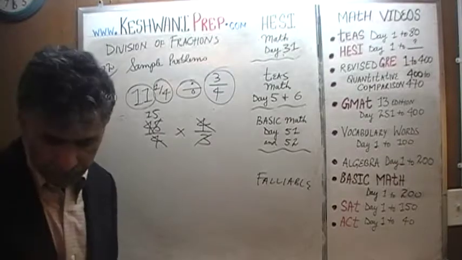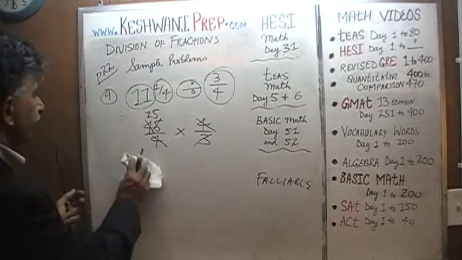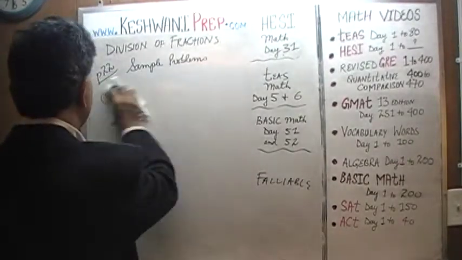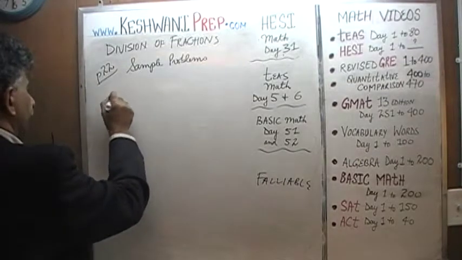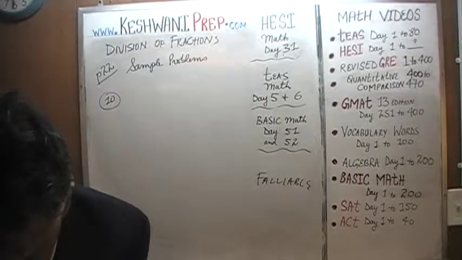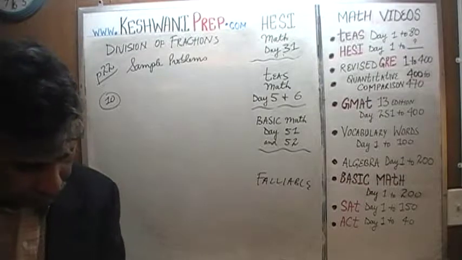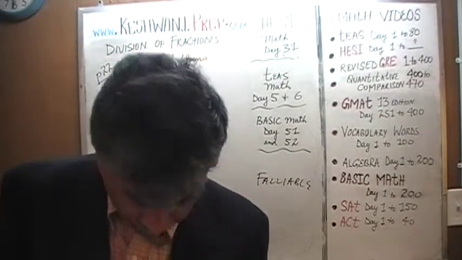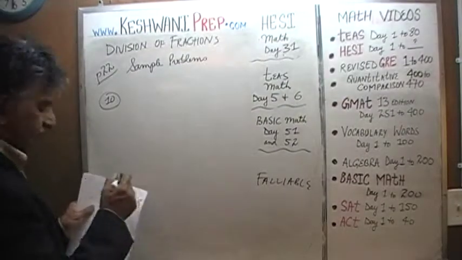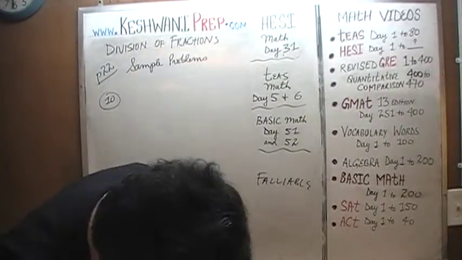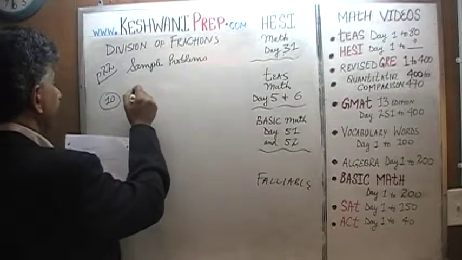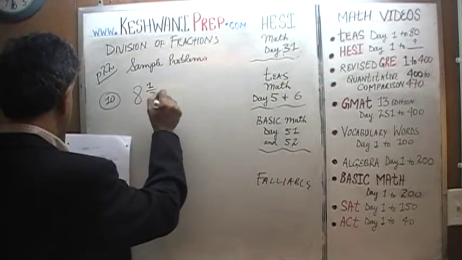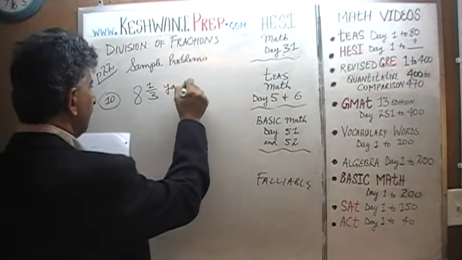Let's do the next one, shall we? Number 10, the very last one. The very last says that Jenny has 8 and a third yards of ribbon. We have 8 1/3 yards of ribbon.